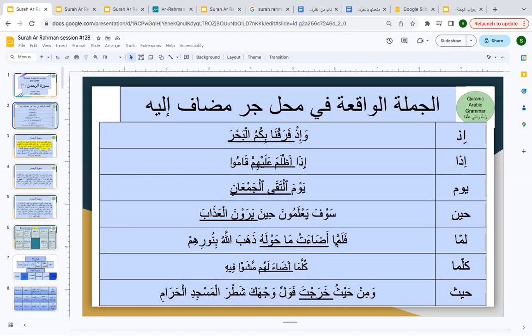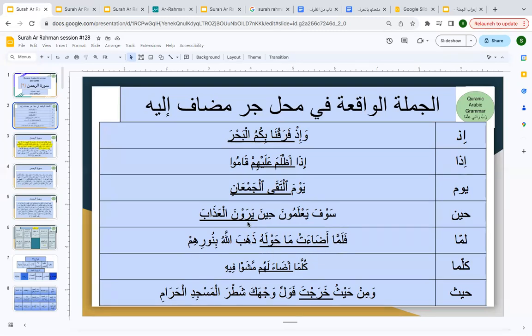Whenever lamma is going to be followed by fi'l madi, I'm going to label it as shartiya ismiya zarfiya, and the sentence after it is going to be mudaf ilayhi, and it's going to be labeled as fi mahalli jarrin.